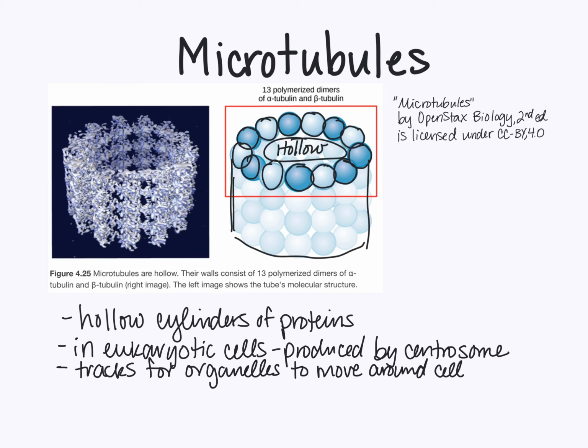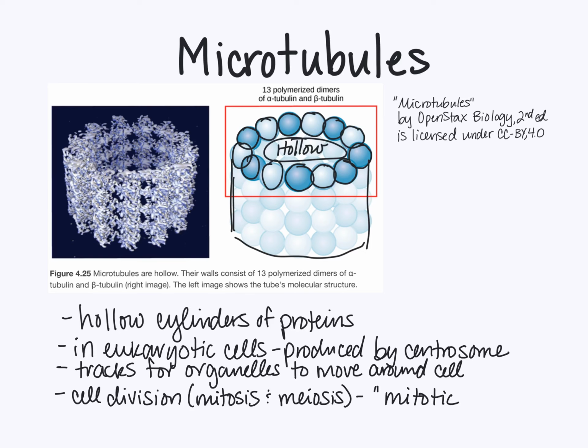In another video, we're going to talk more about cell division, which includes things like mitosis and meiosis. When we talk about that cell division, we're going to talk about something called the mitotic spindle. The mitotic spindle is made up of those centrosomes making these microtubules. And the primary function of the mitotic spindle is that it helps to move the chromosomes around during cell division so that the new cells each get a set of chromosomes.